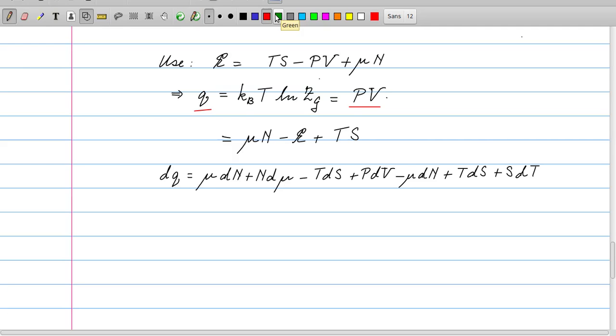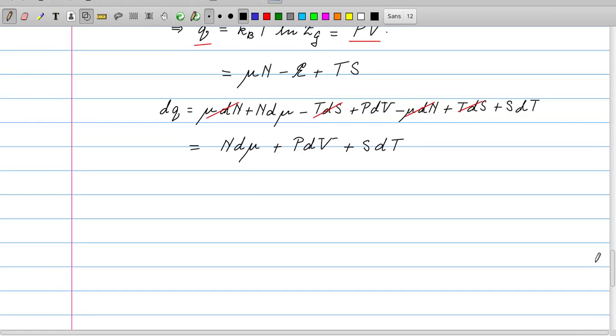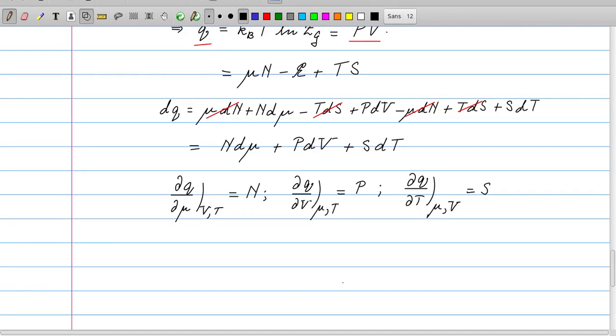and in view of the fact that we have now plenty of cancellations, like this term cancelling against that term, and this term cancelling against that one, we are left with N d mu plus P dV plus S dT. And so we see that dQ is an exact differential of these quantities mu, V and T, and we can immediately write that the partial derivative of Q with respect to mu, while we keep the V and the T constant, gives us N, and we obtain similar expressions for the partial derivatives with respect to V and T. So here they are all together.